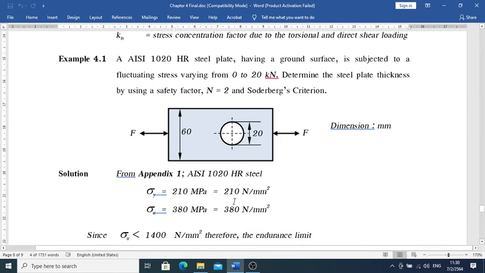Example, first example, respectively. In the first example, an AISI 1020 HR steel plate has a ground surface and is subject to a fluctuating load from 0 to 20 kilonewtons. Determine the steel plate thickness by using safety factor n equal to 2. So have a look at it, okay?